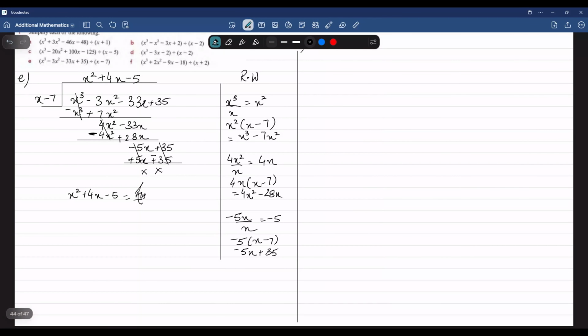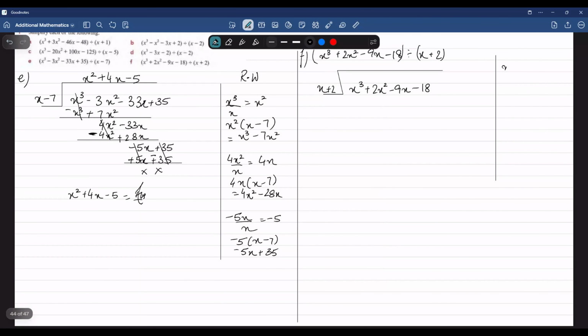For part F, we have x cubed plus 2x squared minus 9x minus 18 divided by x plus 2. So here we got x plus 2, and x cubed plus 2x squared minus 9x minus 18. The same division method, no big deal.